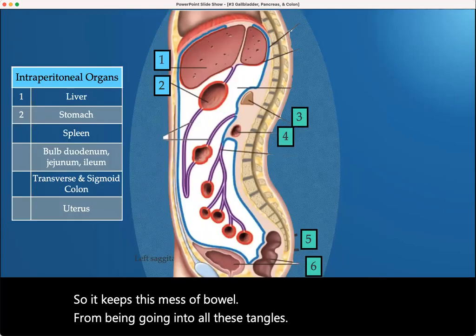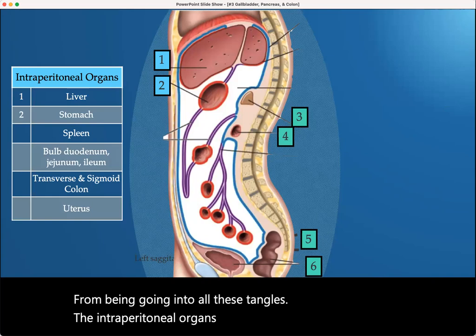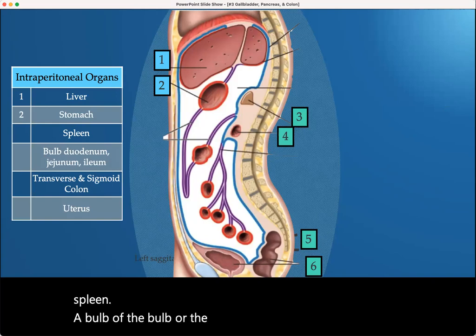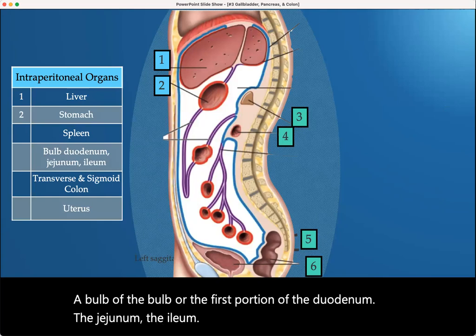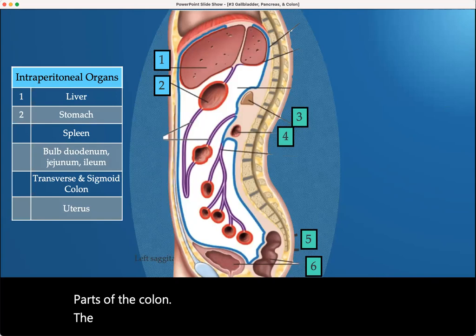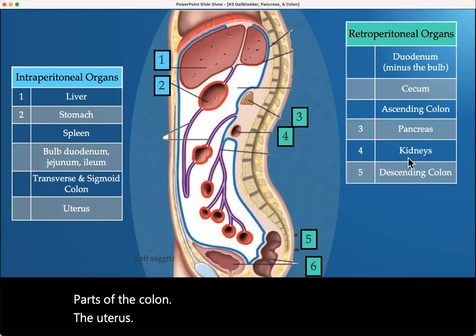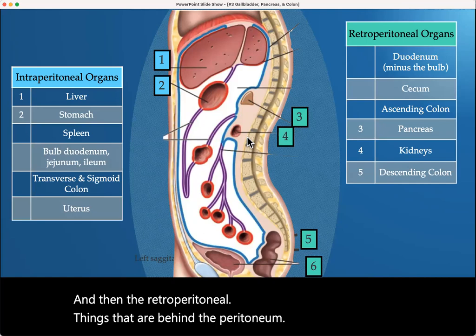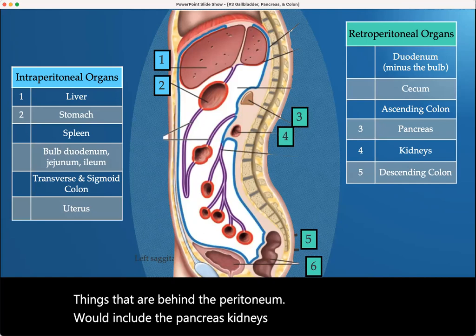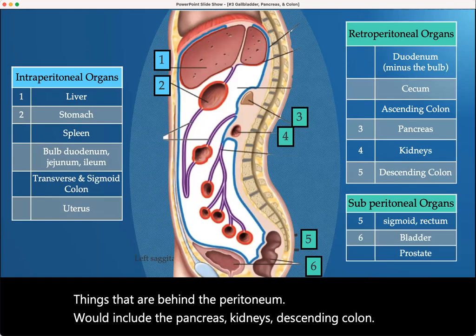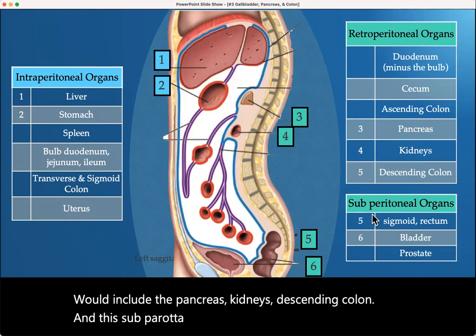The intraperitoneal organs include the liver, the stomach, the spleen, the bulb or the first portion of the duodenum, the jejunum, the ileum, parts of the colon, the uterus. And then the retroperitoneal, things that are behind the peritoneum, would include the pancreas, kidneys, descending colon, and the subperitoneal, beneath the peritoneum, bladder, prostate.